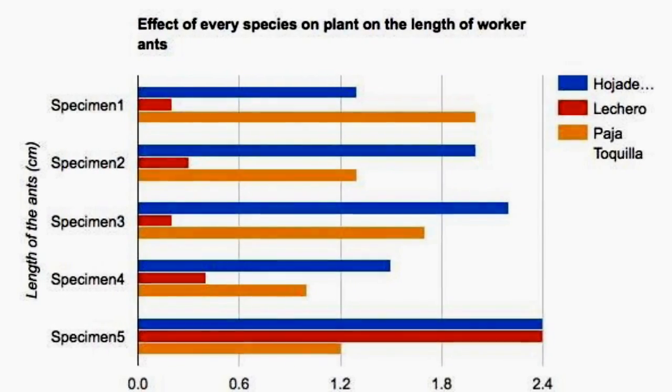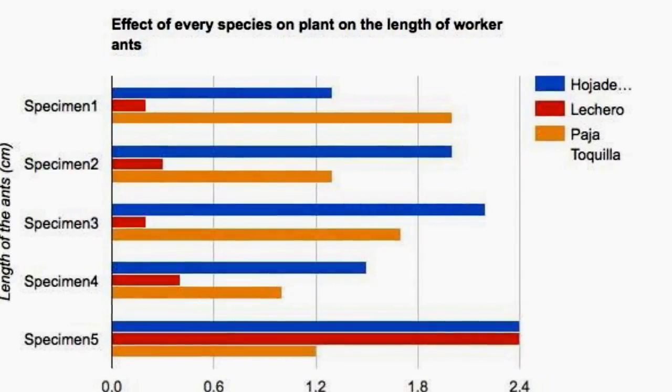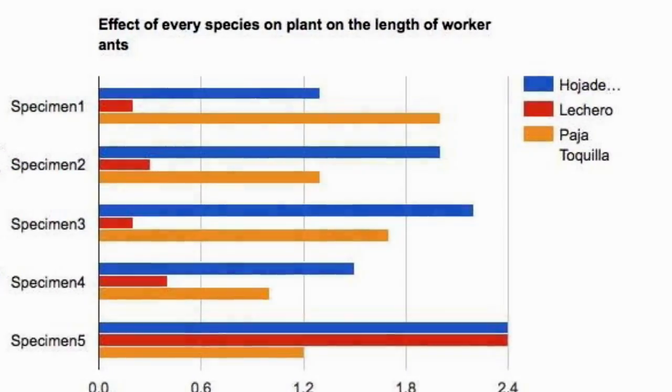My research consisted in analyzing the relation between the leaf species that the ants consume and the length of the ants. And through this data, I concluded that there is no relation between the plants that they consume and the size of the ant.